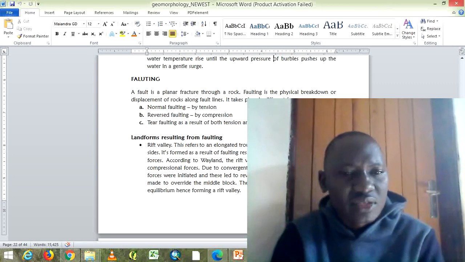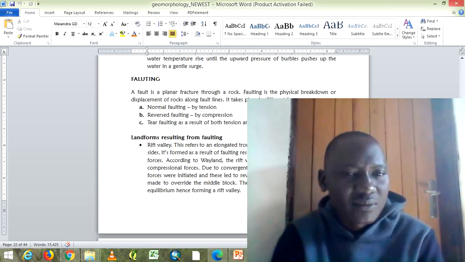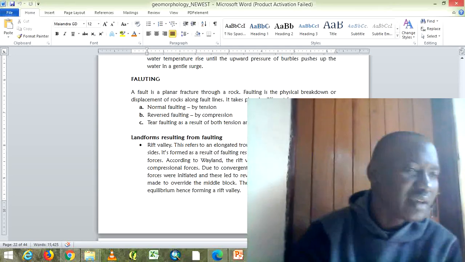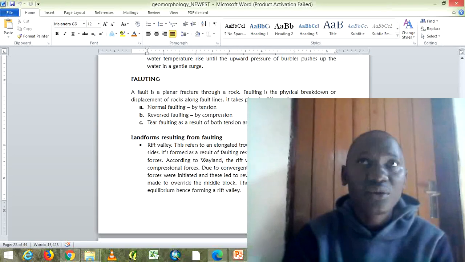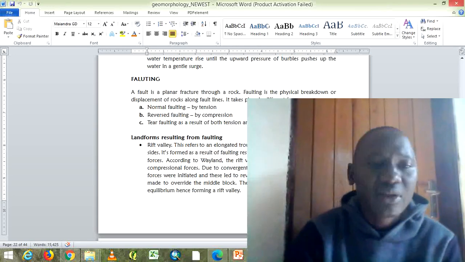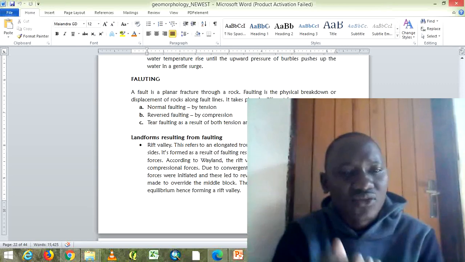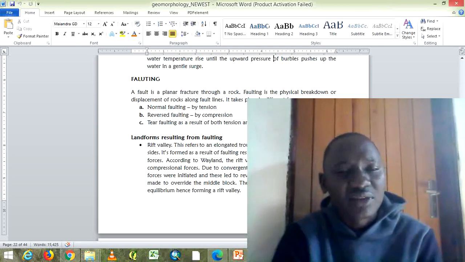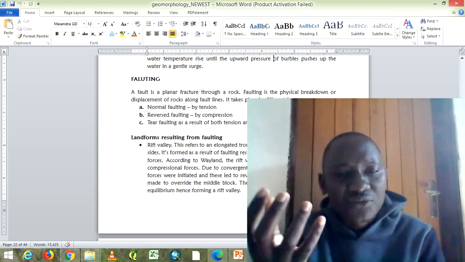One of them is the Rift Valley. And I know this one we are very conversant with. We know very well that a Rift Valley is an elongated trough bordered by escarpments on either side. This elongated trough is one of the most prominent features of the Earth's surface, more so in Africa and in East Africa particularly. This elongated trough, of course, is formed as a result of faulting.